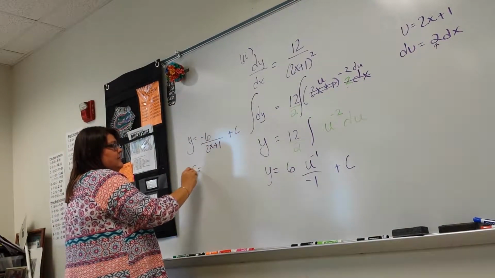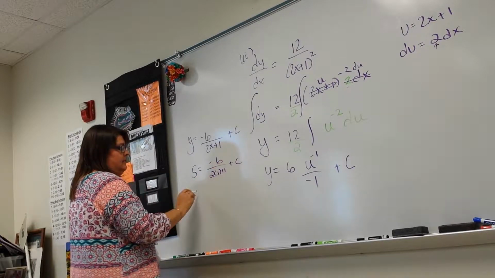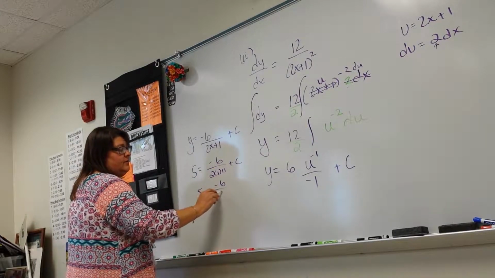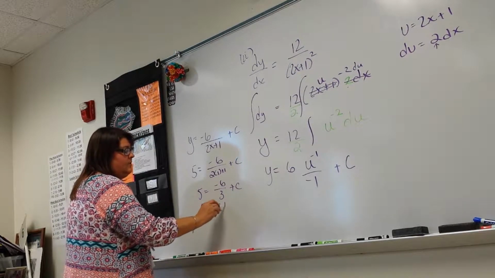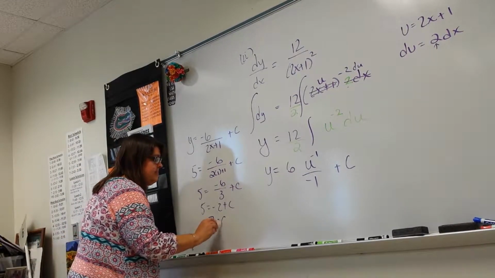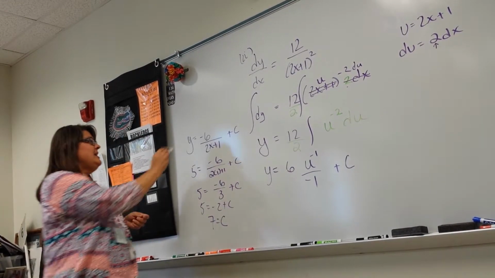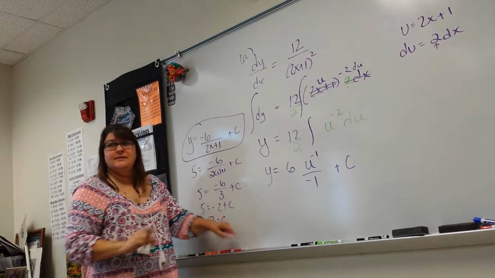So 5 is equal to negative 6 over 2 times 1 plus 1, plus C. 5 is equal to negative 6 over 3 plus C. And then 5 is equal to negative 2 plus C. 7 is C. And then just insert that in here. It's kind of pretty. I didn't say it's really pretty.